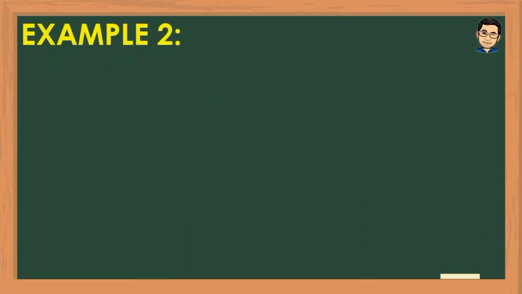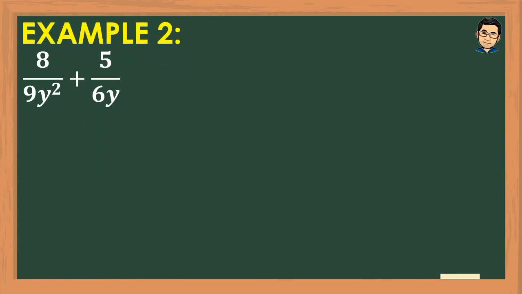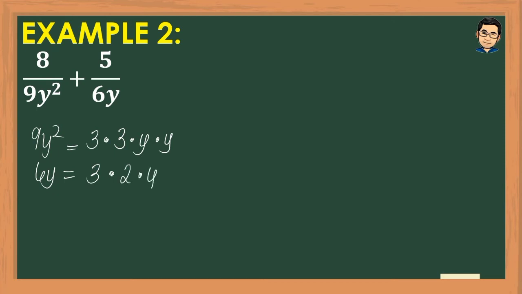So, let's have number 2. 8 over 9y squared plus 5 over 6y. So, we need to get the LCD of 9y squared and 6y. So, i-list down natin yung mga prime factors. So, yung 9, pwede siyang 3 times 3 times y times y. So, next, 6y naman po, pwede siyang 3 times 2, and then times y. Okay. So, what will be the LCD?